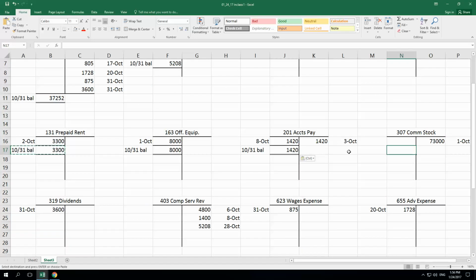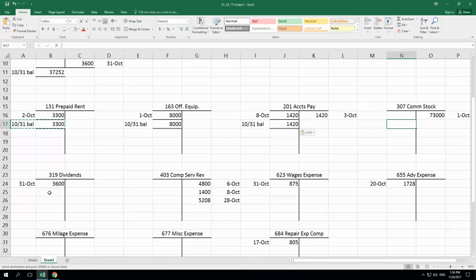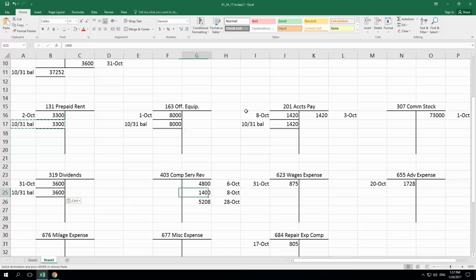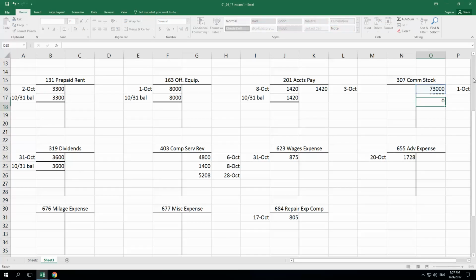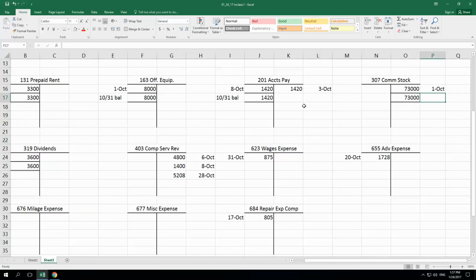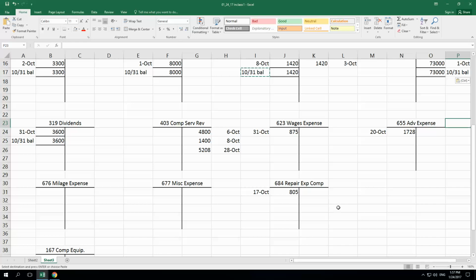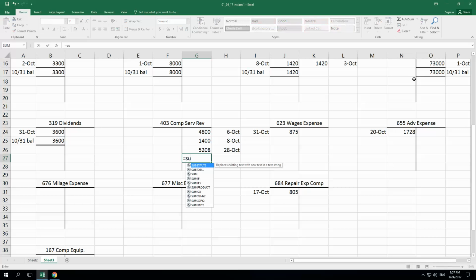Okay. Now be careful when you get to the accounts that have credit balances, it's going to be a little different. Okay. Common stock has a balance of 73,000. You know what? And I can use that same format. Let's see what we got. Okay, computer service revenue, we've got several entries. They're all on the credit side, so it's just a matter of adding those up.